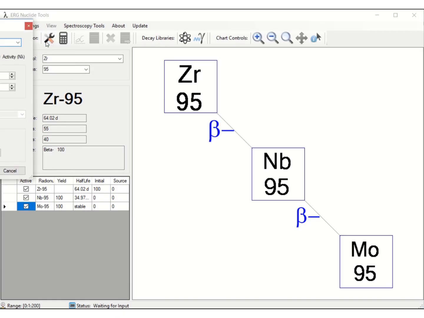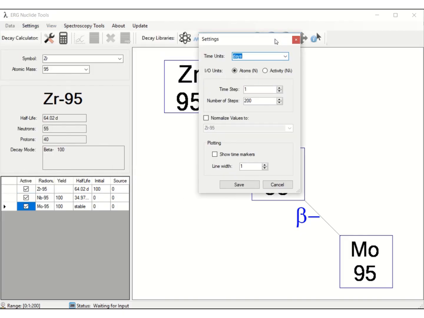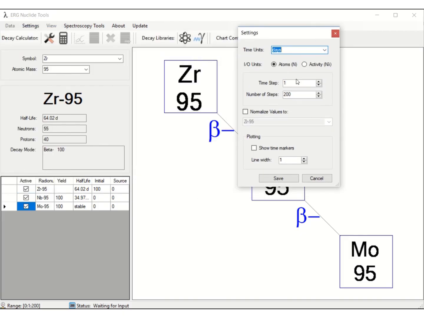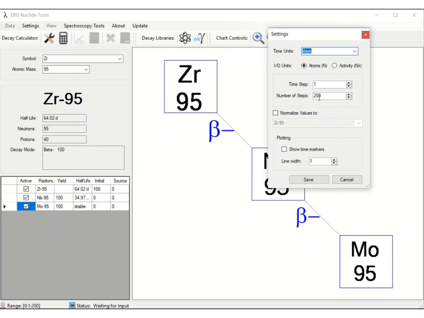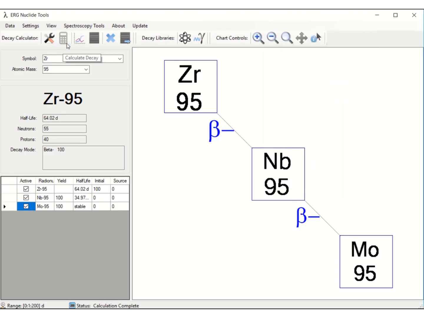Let's click on the parameters, pull up the parameters. Let's go for 200 days, shown here. The half-life is 64 days, 34 days, and stable. So we should see some growth and decay in this period. Select that. Let's calculate it.